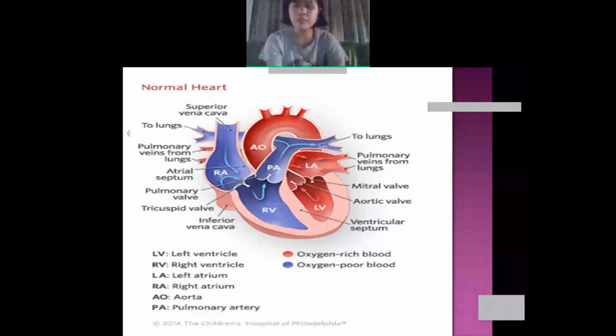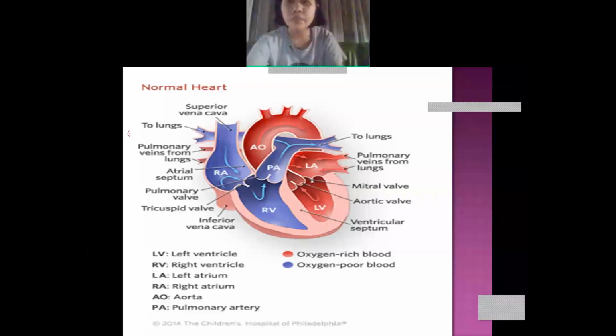Your lungs are situated on both sides of the heart, right? This is your heart, and your lungs are situated on both sides. So obviously the heart will supply deoxygenated blood to your lungs. When the deoxygenated blood enters the lungs, it turns into oxygenated blood. Oxygenated blood means the presence of oxygen.